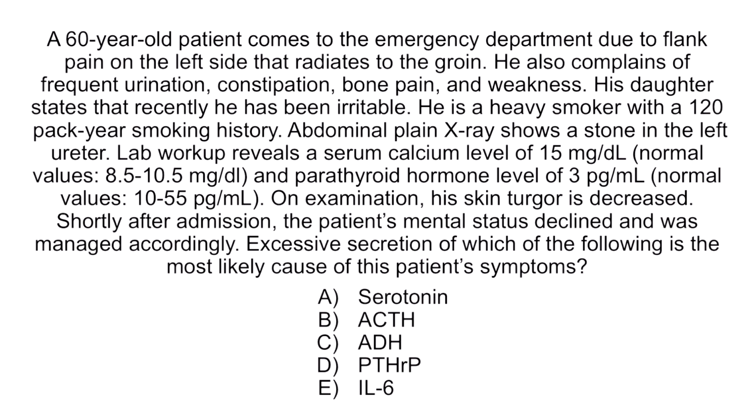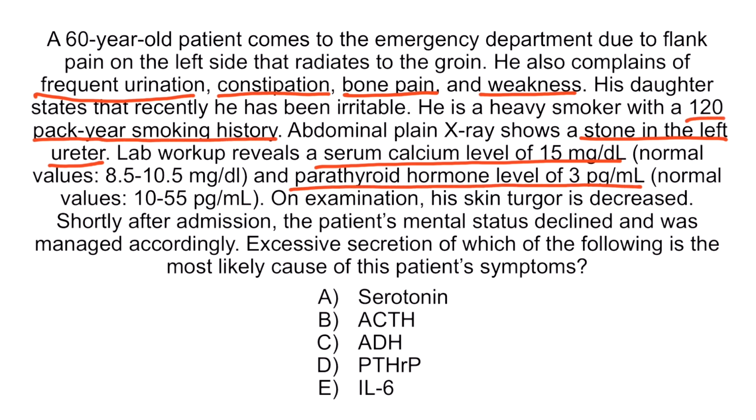IL-6. This patient presents with left ureteral kidney stone, frequent urination, constipation, bone pain, and weakness. All these findings suggest hypercalcemia. Hypercalcemia is confirmed by the serum calcium level of 15. Parathyroid hormone is suppressed. Considering his 120 pack-year smoking history, he likely has lung cancer.